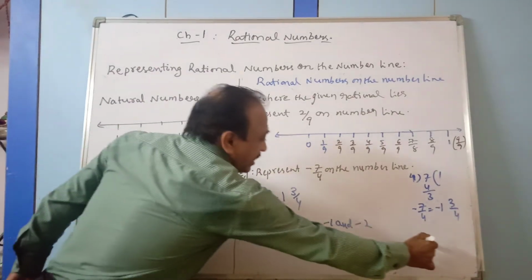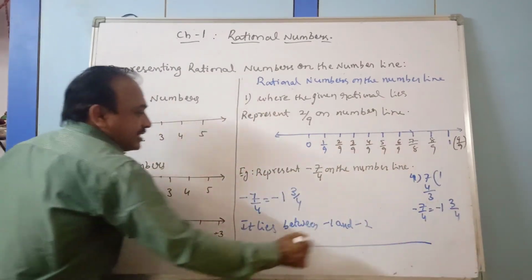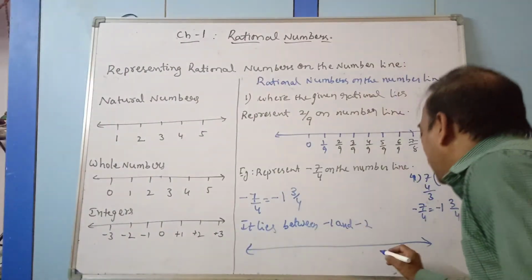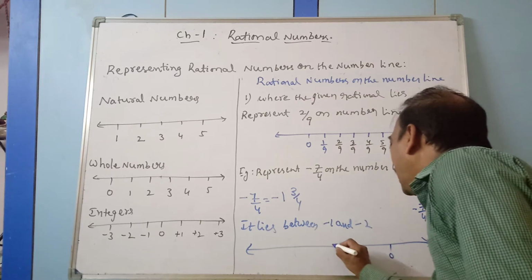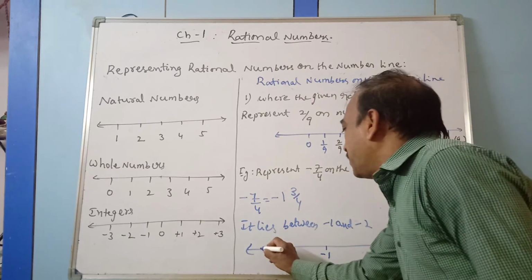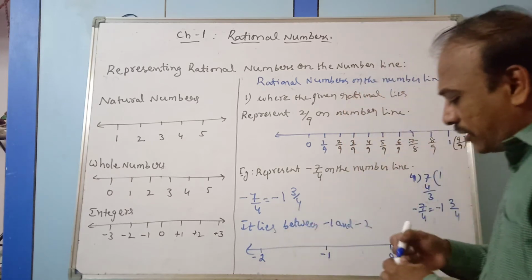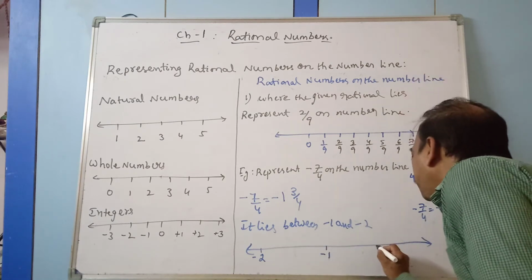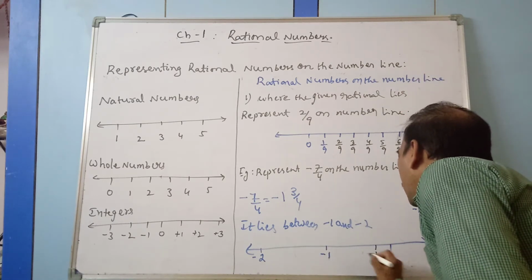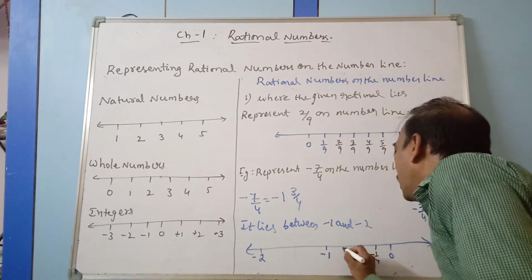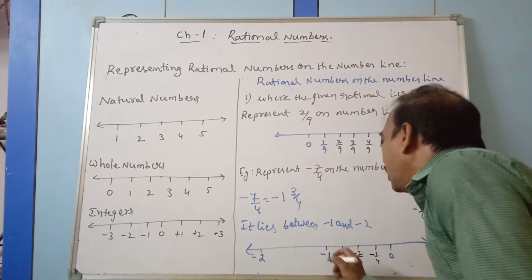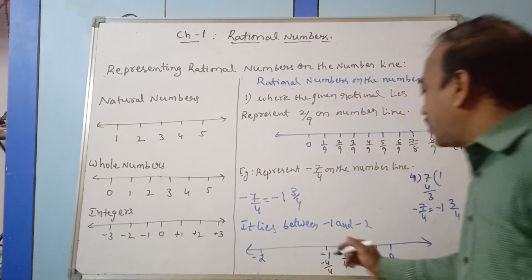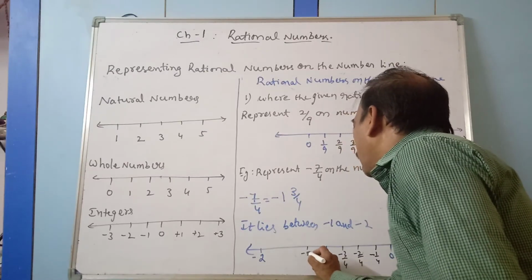Now you see on the number line. Observe it. This is the number line. So first 0, then minus 1, and this is minus 2. Now between 0 and minus 1, how many parts are you dividing? This is minus 1 by 4, this is minus 2 by 4, and this is minus 3 by 4. Minus 1 is nothing but minus 4 by 4. Now you see next one. This is minus 5 by 4.